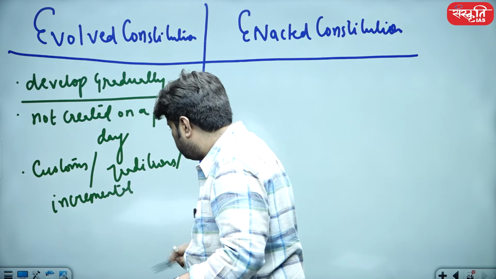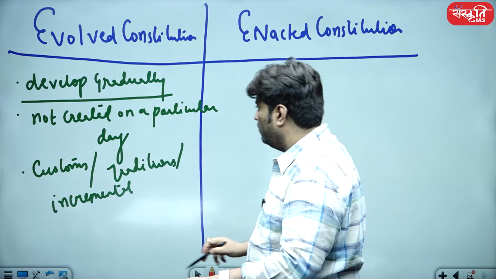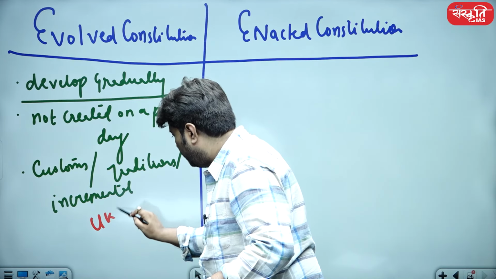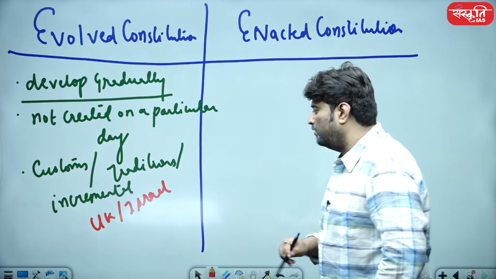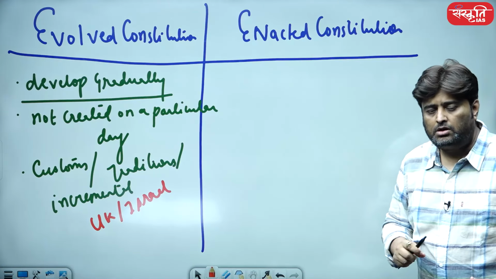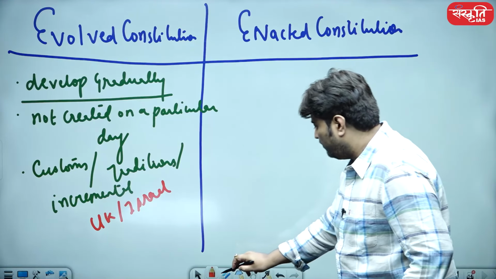Incremental changes. What are the examples of it? Examples are, of course, UK and Israel. The Israeli constitution and of course the UK constitution are considered to be developing in stages, developing gradually over a period of time.